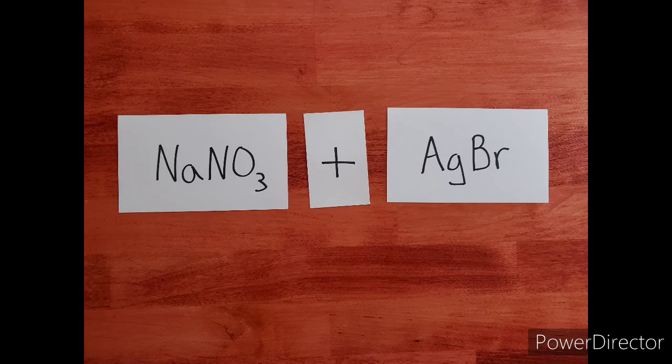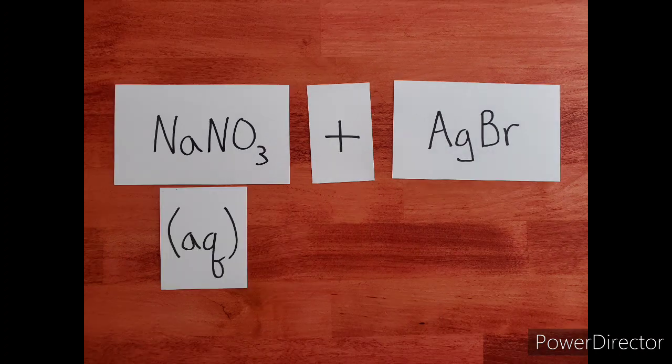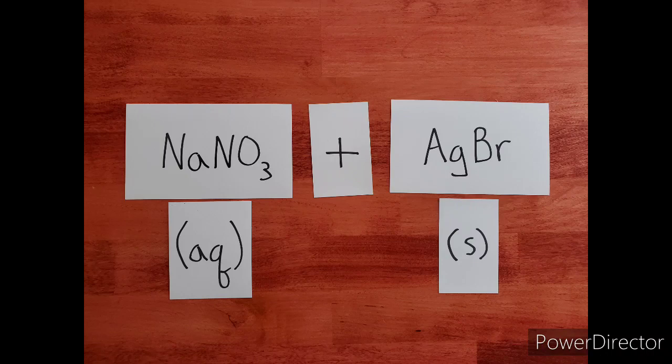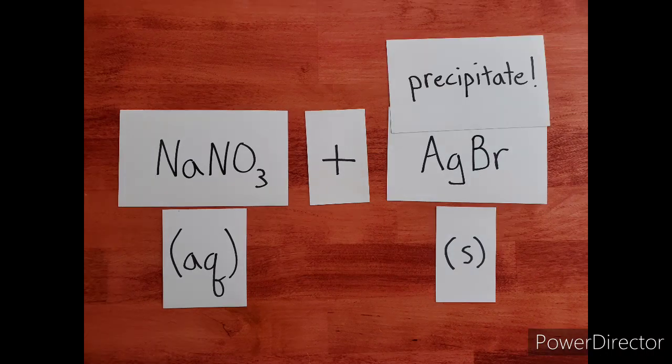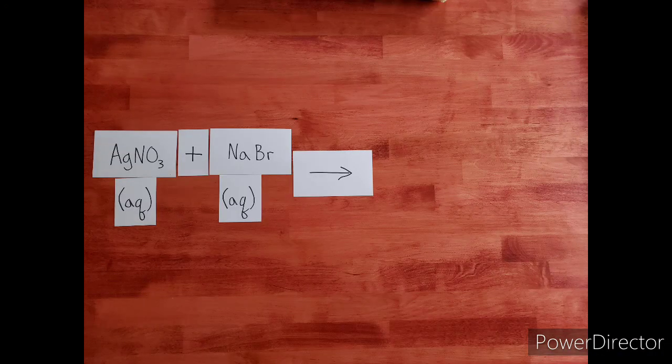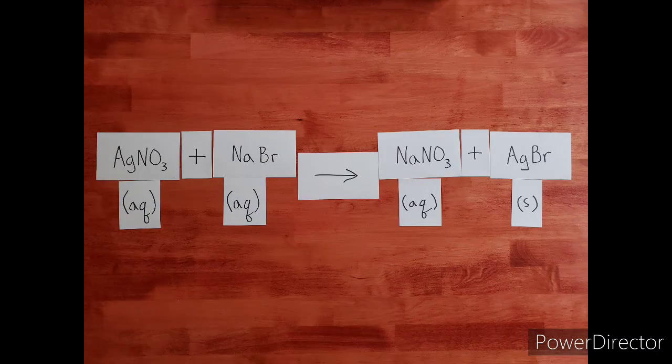Once we have our two products, what we need to do is check their solubility. So if you look at your rules, you'll see that all Na compounds are aqueous with no exceptions, so NaNO3 is aqueous. AgBr, on the other hand, is a solid. So this is our precipitate in the reaction, the solid that's formed. So our overall reaction here, when we write it out, is aqueous AgNO3 plus aqueous NaBr yields aqueous NaNO3 and solid AgBr. And that's our precipitate.